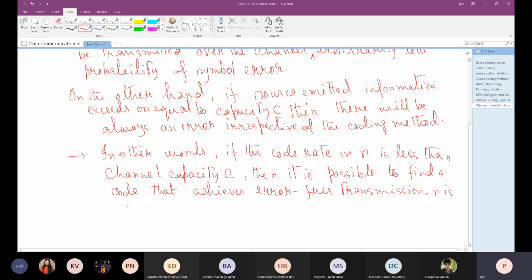R is defined as the ratio of message bits divided by total number of bits. So it is also known as the coding efficiency.